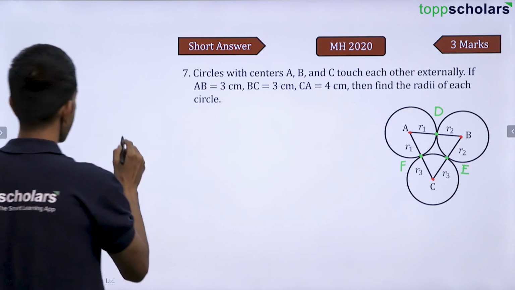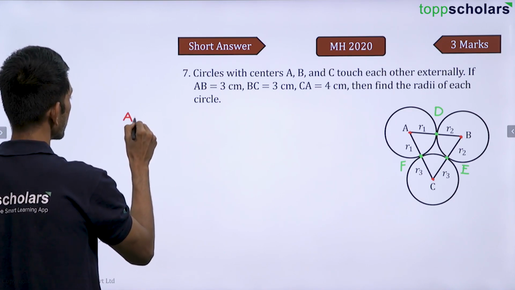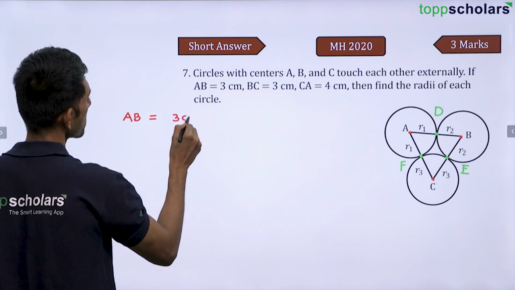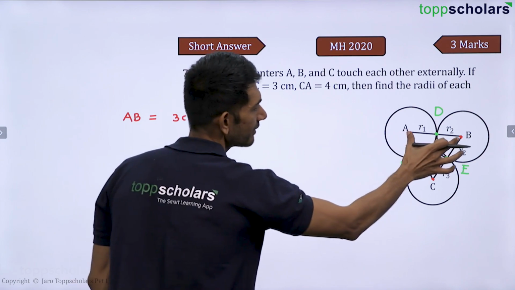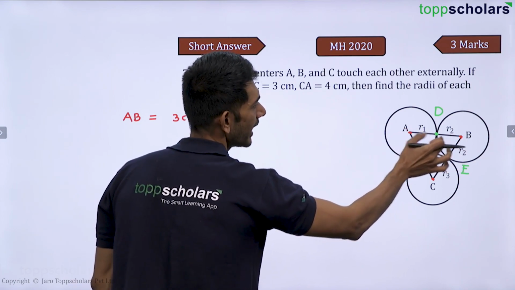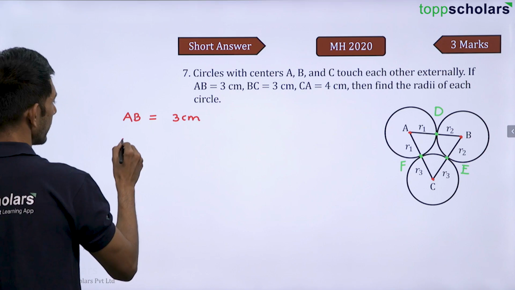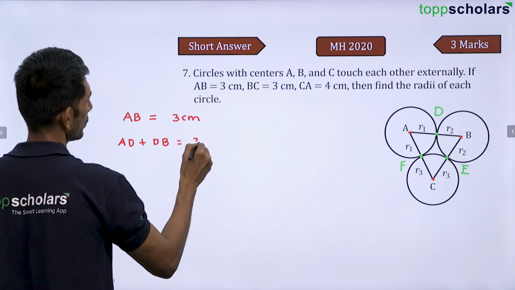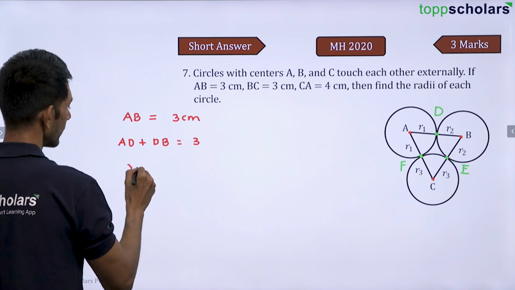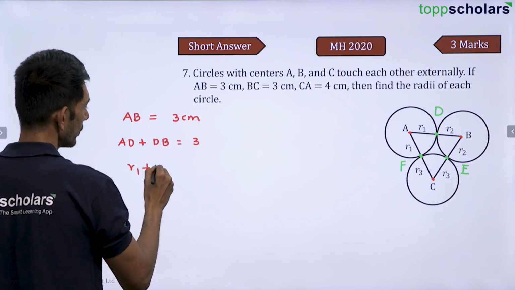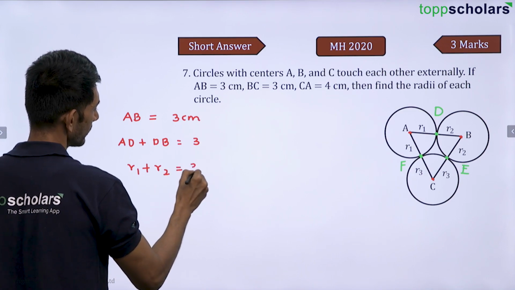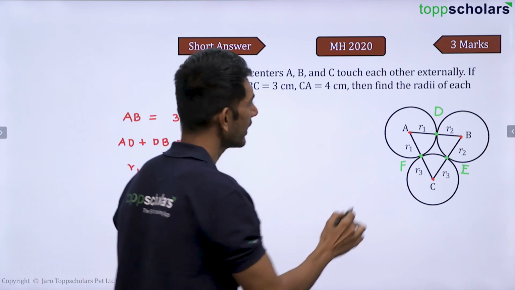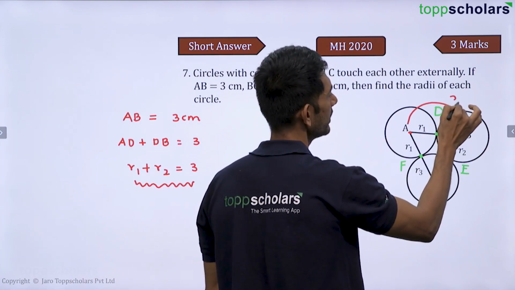Firstly, what is AB given? AB is given as 3 centimeter. So if AB is 3 centimeter, can I say AD plus DB is equal to 3? But AD is R1 and DB is R2. So R1 plus R2 is 3. Simple, isn't it? This entire part will be 3.